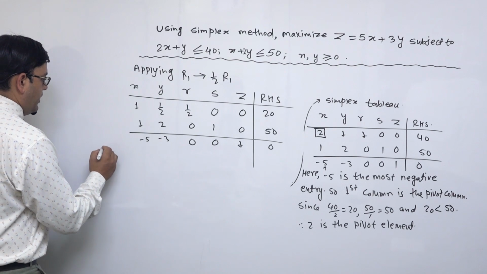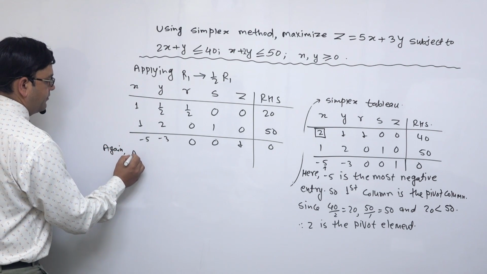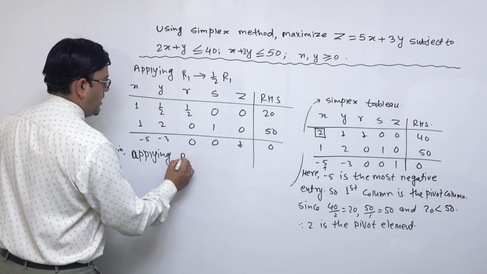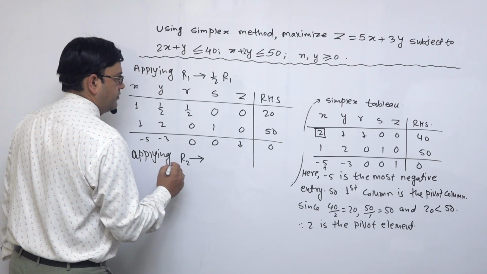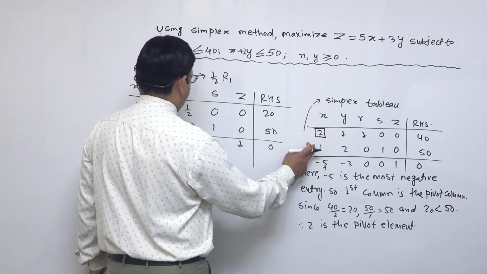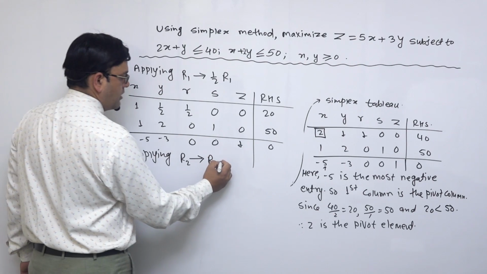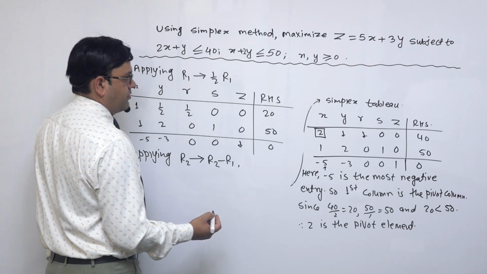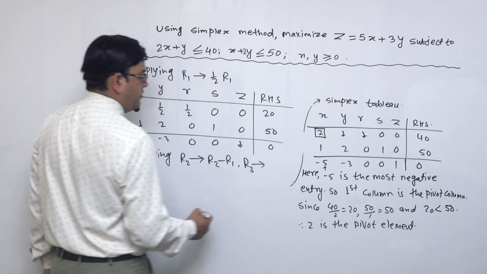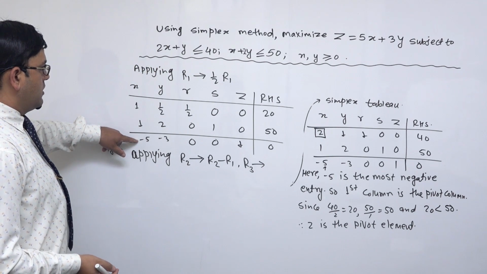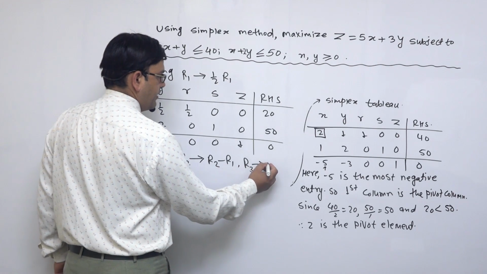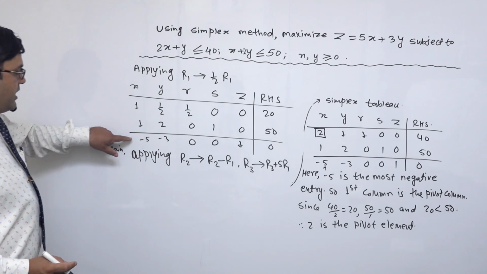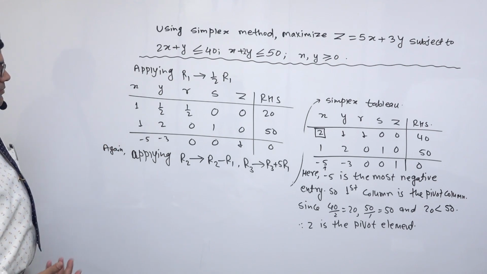Now again we have to apply R2 changes into R2 minus R1. Now look, here we have 1, and 1 minus 1 can be done by R2 minus R1. Similarly, R3 changes into R3 plus 5 R1, because we have to make the minus 5 into 0. See what happens: R3 means minus 5 plus 5 times 1 is plus 5. So minus 5 plus 5 will be 0.